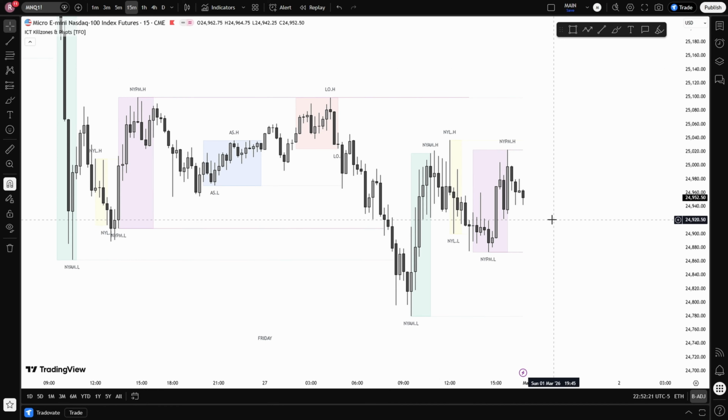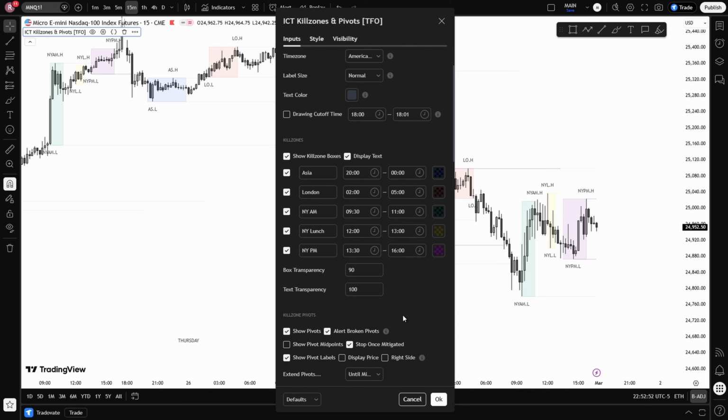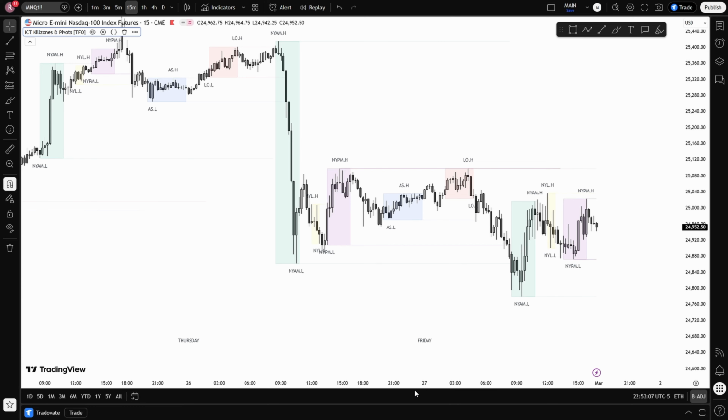For this example, I'm using TFO's ICT kill zones and pivots indicator. These are the settings I use. I have Asia, London, and New York AM selected with the exact times listed earlier. I also have my pivots marked off, but with no text, just to keep the chart clean and focused strictly on price and liquidity. Remember, the tool doesn't make the trade. Understanding where liquidity rests, that's what matters.